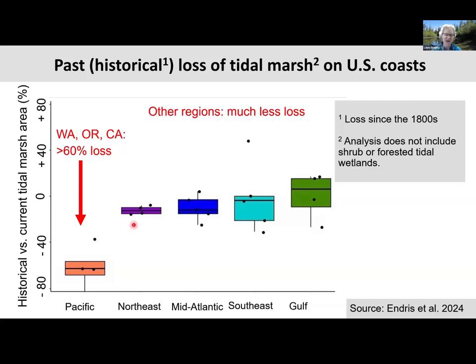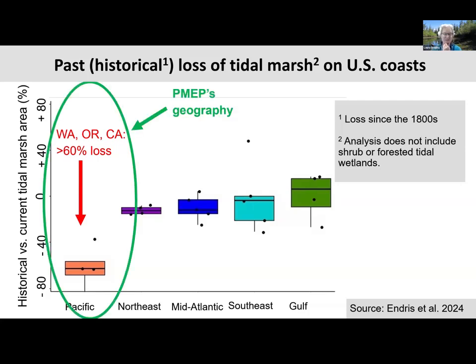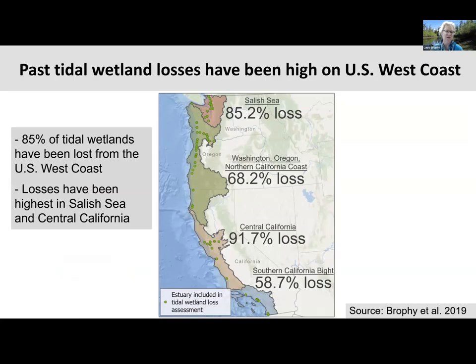Other regions of the country had much lower levels of loss, and even some slight gains in tidal marsh. So that's an important point because, again, PMEP's geography, right? High levels of tidal wetland loss. It's not a good thing, but it is an opportunity. And our 2019 paper showed this too, lumping together marsh and shrub and forested tidal wetlands. We've lost 85% of our tidal wetlands on the West Coast as a whole.